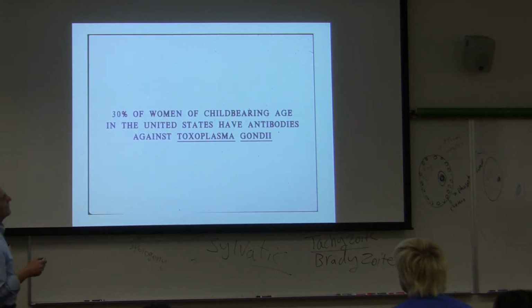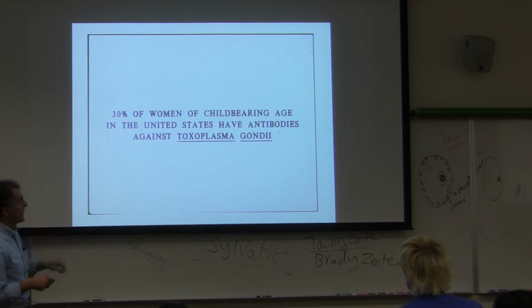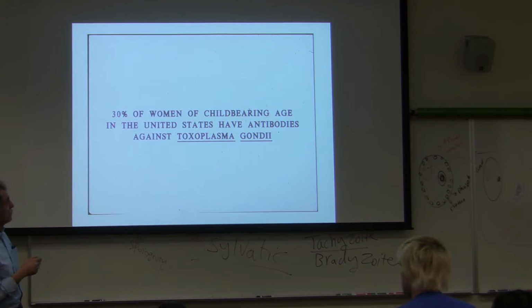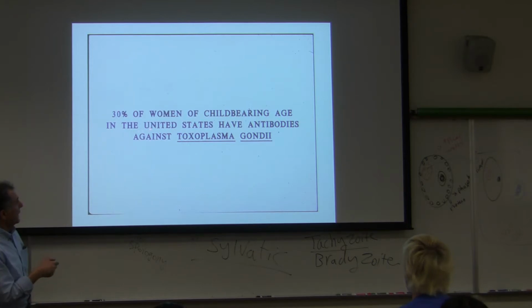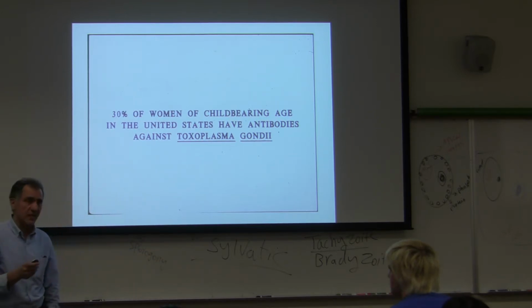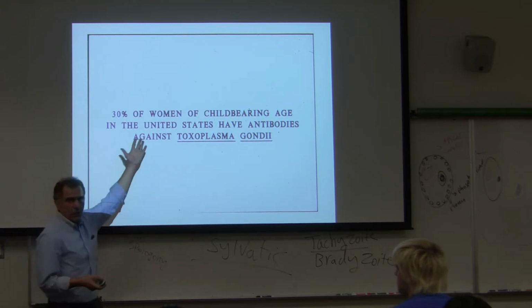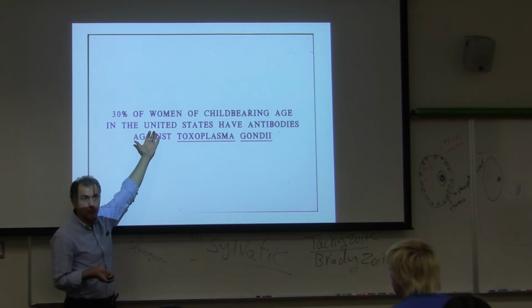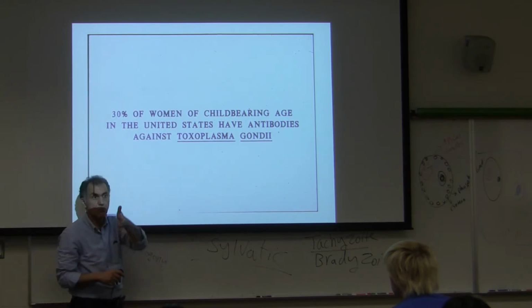This may not be a true number anymore, it's from old days when I was in graduate school, but let's assume 30% of women are of childbearing age, which everybody in this room is. In the United States, 30% of women have antibody against Toxoplasma gondii. They have the antibody. It means they are positive, they had it. So 30% of women, let's say in this room, have Toxoplasma gondii. I said 50% of us in this room, based on studies, have it.